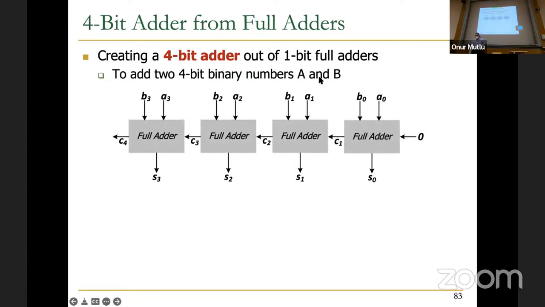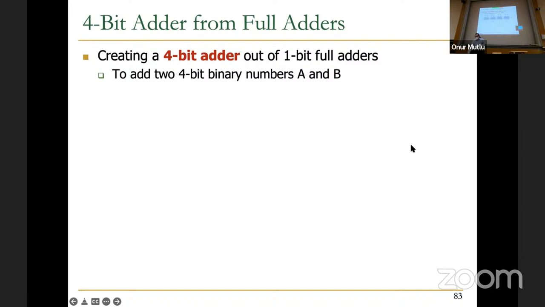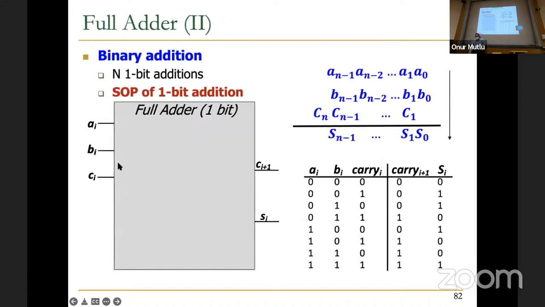So basically, to add two 4-bit binary numbers, A and B, each binary number can be represented as B3 through B0, you can see the bits, and A3 through A0, you can see the bits. You can add one bit at a time, basically. This is the addition of A0, B0. It generates a sum and it generates a carry. This is a full adder that implements this module and essentially this truth table.